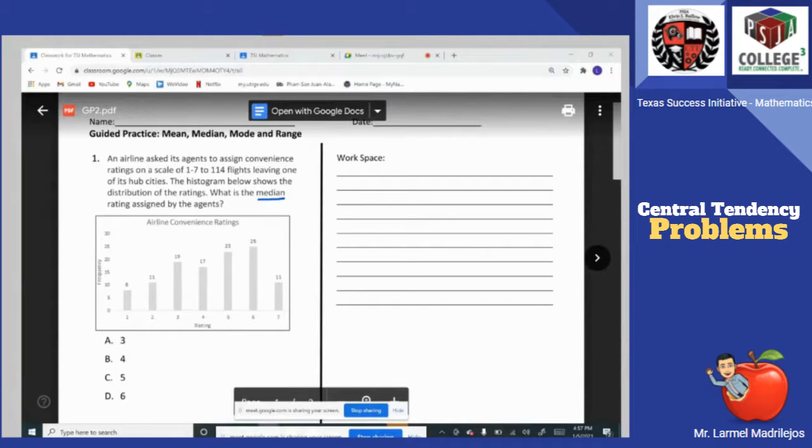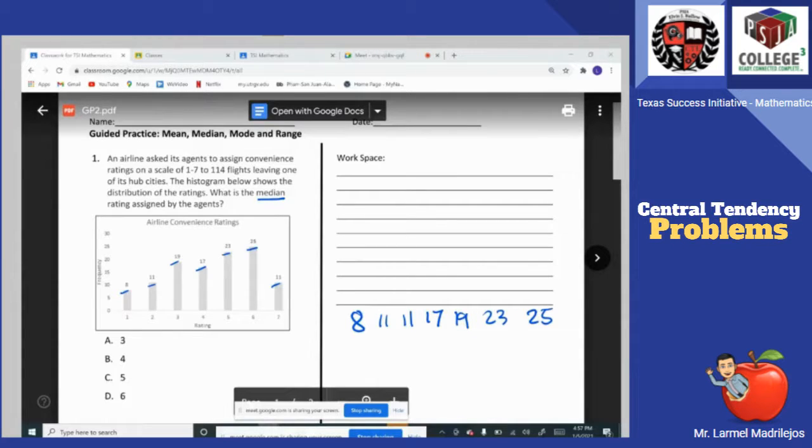So the best thing you can do here is rewrite the values. This is the first one. We have 8, so I'm going to write it here. We have 11, twice, so 8, 11, 11. Next number is 17. Next is 19. Next is 23 and 25.